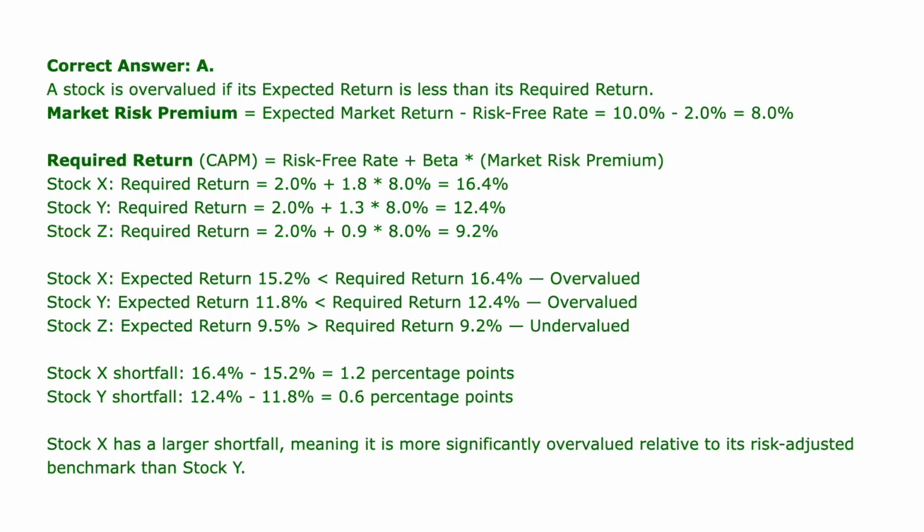Overvalued equals expected return less than CAPM required return. Compared to expected returns: X, 15.2% less than 16.4% equals overvalued. Y, 11.8% less than 12.4% equals overvalued. Z, 9.5% greater than 9.2% equals undervalued. Both X and Y are overvalued, but the question asks most likely overvalued. Stock X has the larger shortfall, 1.2% versus 0.6%, making it more significantly overvalued.